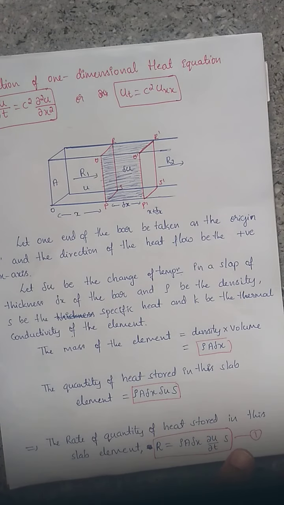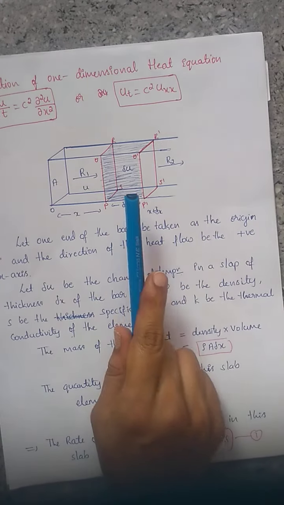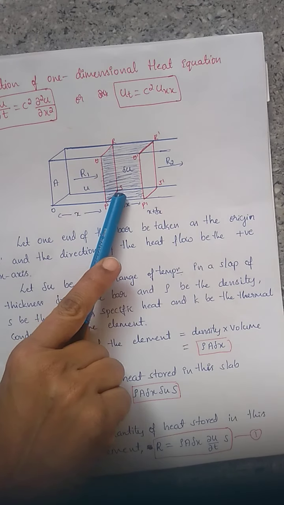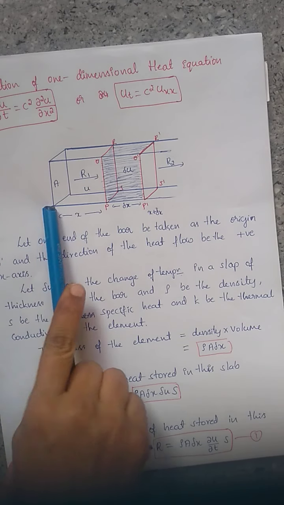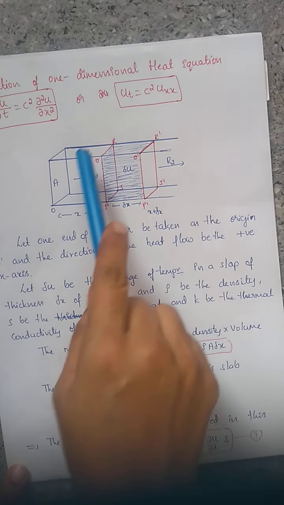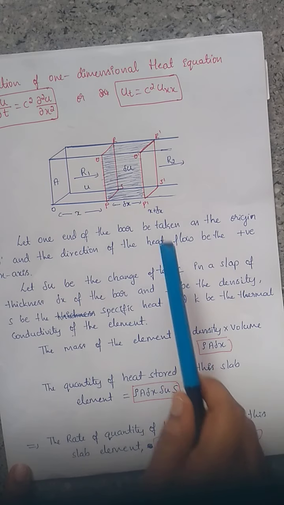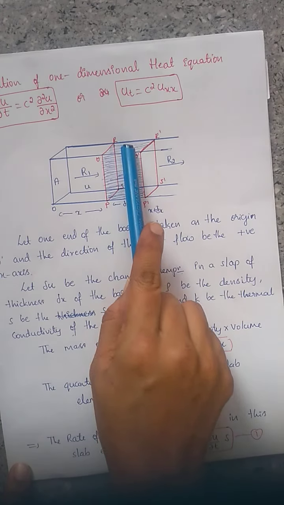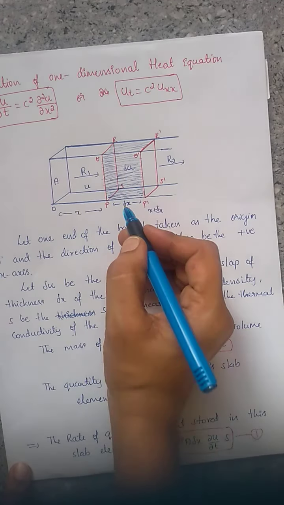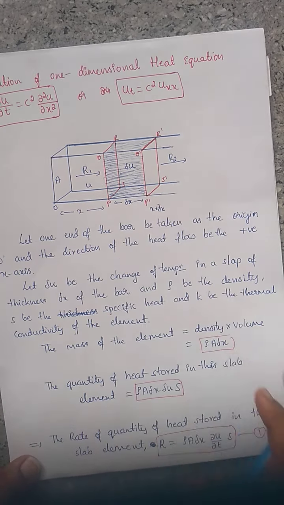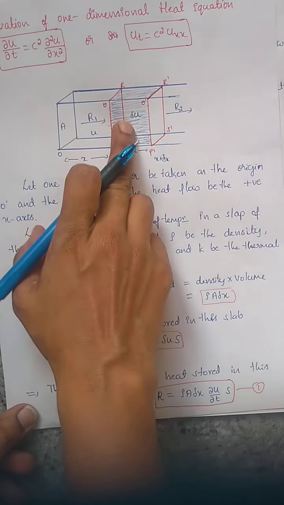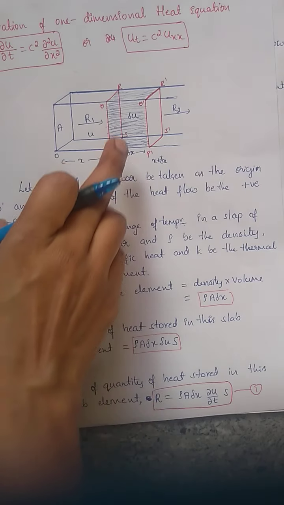For the derivation of the one dimensional heat equation, we consider a thin bar insulated along all sides, with the origin as shown. The direction of heat flow is along the positive x-axis, as explained in the diagram. I consider an element between these two planes. The slab of the element has thickness delta X and change of temperature delta U. First I consider the mass of this element. Next, the quantity of heat stored in this slab, then the rate of the quantity of heat stored in this slab.